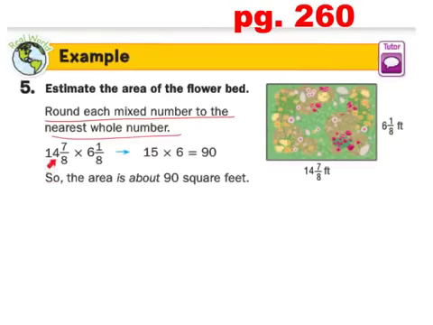So in this example, 14 and 7/8, you have to decide, is it closer to 14 or is it closer to 15? So you have to look at 7/8 and know, yikes, that's almost another whole, so I round that to a 15. But now 6 and 1/8, 1/8 is not much, so I'm going to round that down to a 6. Then I have to multiply those whole numbers together, and 15 times 6 is equal to 90. So the area of this is going to be about 90 square feet.